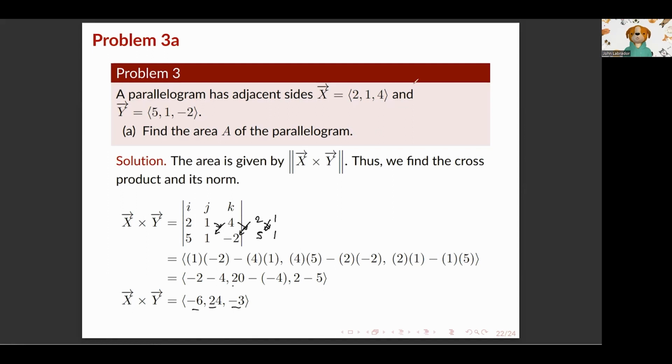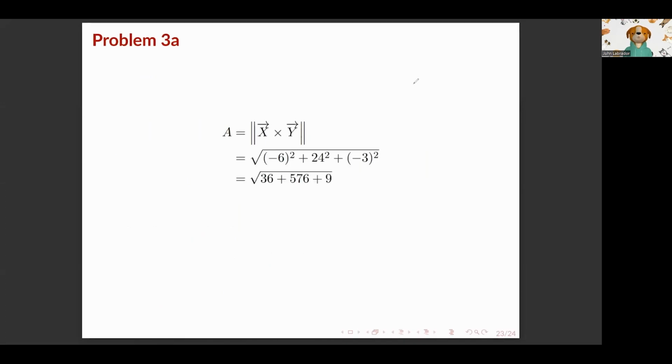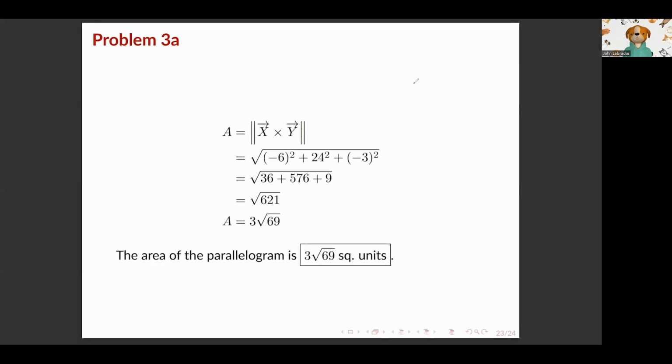Since we are tasked to find the area, we find the norm of this vector. We have square root of negative 6 squared, which is equal to 36. 24 squared is 576, and negative 3 squared is just 9. We add them together. We have square root of 629. And since 629 is divisible by 9, we can extract and simplify this radical. We get 3 square root of 69. So the area of the parallelogram is 3 square root of 69 square units, which is pretty nice.